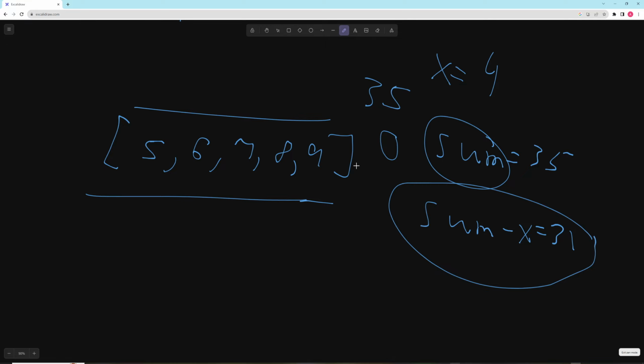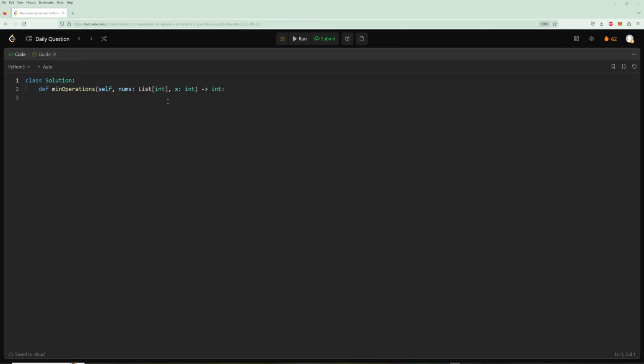Okay. And so now let's actually code it up. So we are going to get an array sum that's the sum minus x. And if this is 0, that means x is the entire array, right? Like that means x equals the sum. So we can just return here. So if array sum equals 0, we can just return length nums because we have to use every single number.